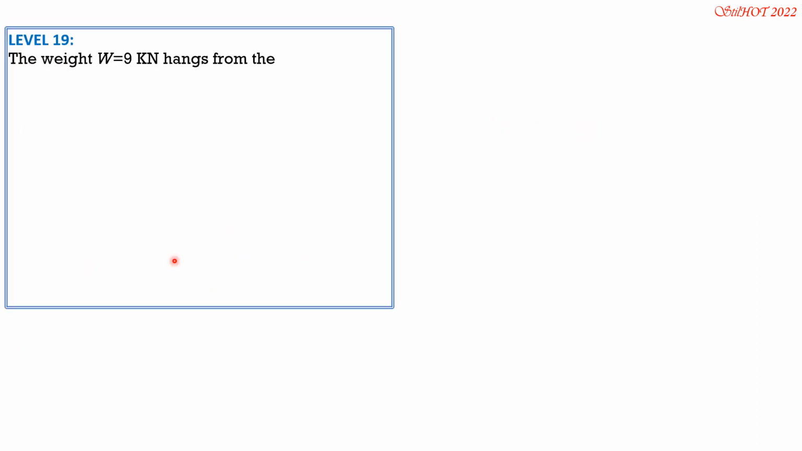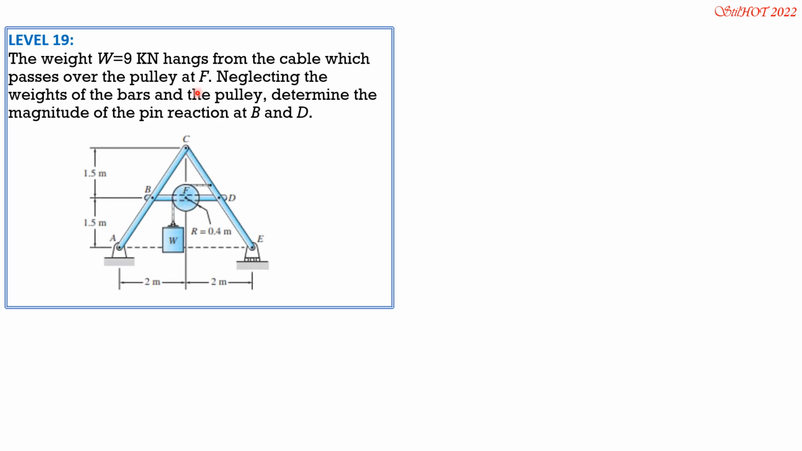The weight W equals 9 kilonewtons hangs from the cable which passes over the pulley at F. Neglecting weights of the bars and the pulley, determine the magnitude of the pin reaction at B and D. So pin reaction at B and D magnitude.